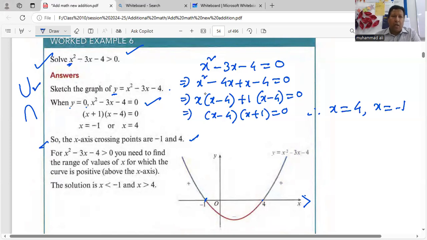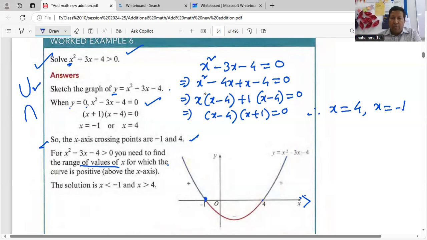What do we want? We want x squared minus 3x minus 4 greater than 0. You need to find the range of values of x for which this curve is positive. Greater than 0 means positive. The part of the curve that lies above the x-axis is positive. We have to find out for what values of x this curve is above the x-axis, that means positive.